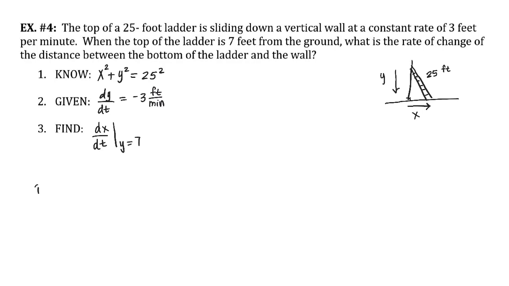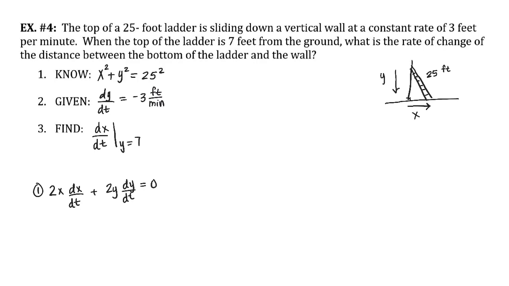So the first thing, let's find our derivative. So we're going to have 2x dx/dt plus 2y dy/dt, and that's going to be equal to 0 because the derivative of a constant is still 0. And so we have all of that information.